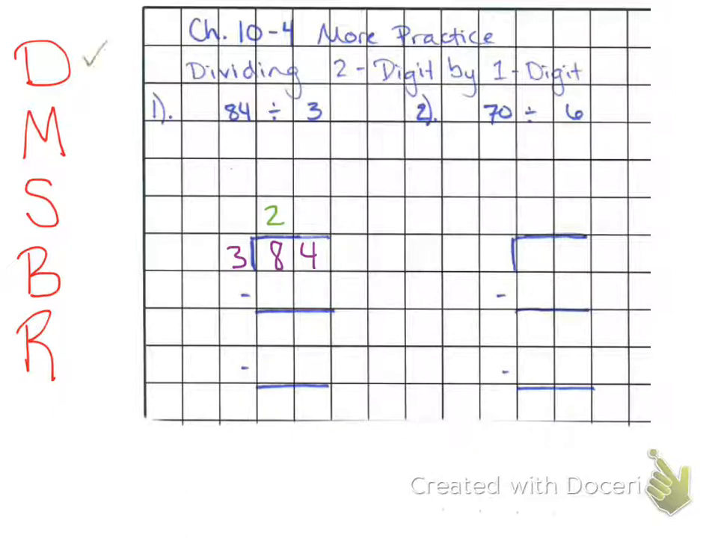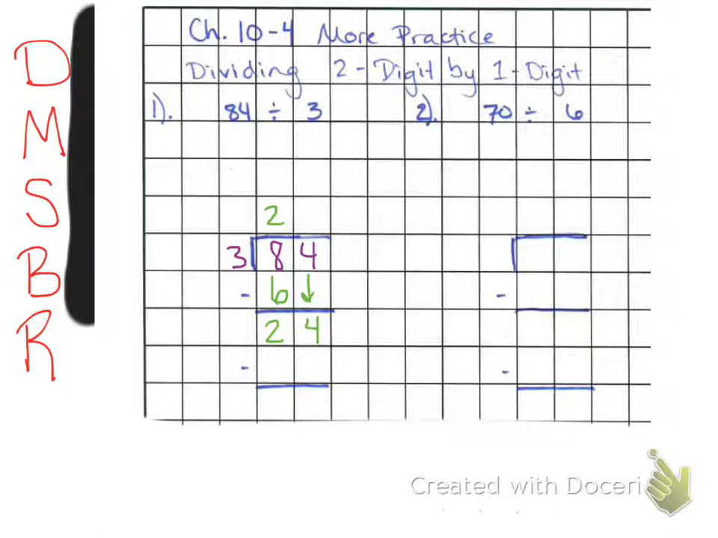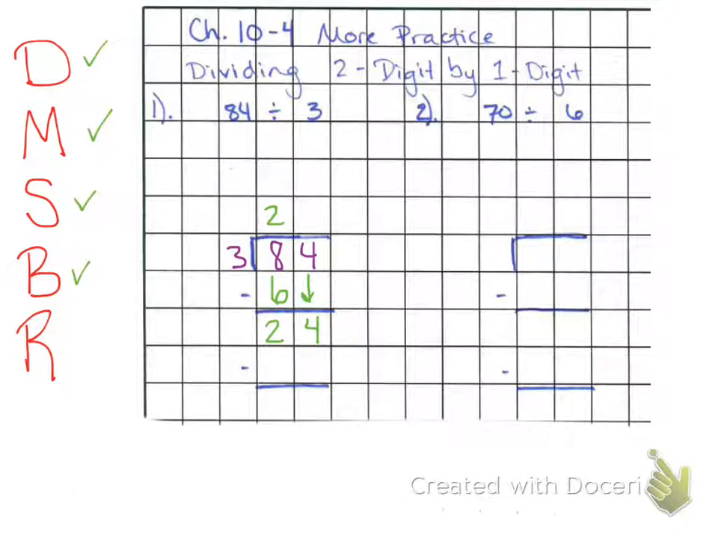So I did my division. Now I need to multiply. 3 times 2 is 6. Now I'm going to subtract. 8 minus 6 is 2. Bring down and repeat. Whoopsies, that shouldn't be black. Undo. We'll go through with a different color check mark.